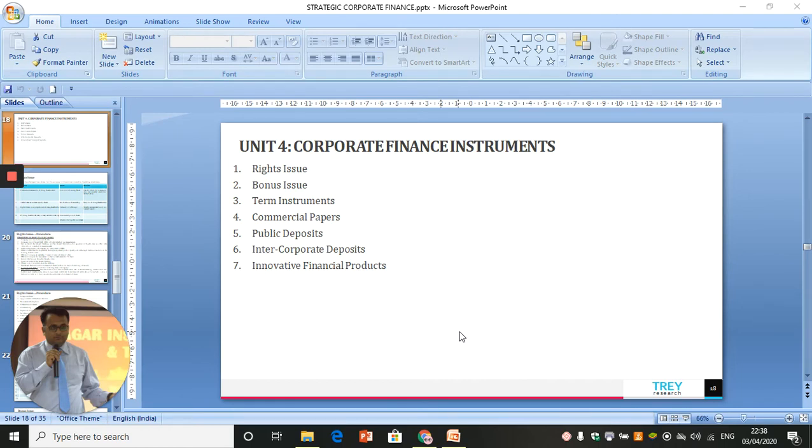For Unit 4, we've already completed Unit 1 and Unit 2. I'll make Unit 3 later; we'll take Unit 3 at last. We'll go for Unit 4 and Unit 5 first, and in Unit 4 we will discuss corporate finance instruments. We've already dealt with this kind of unit in financial management before, so it is very easy for you. We'll discuss rights issue, bonus issue, term instrument, commercial papers, public deposits, intercorporate deposits, and innovative financial products. So these are the seven instruments. It's more of a theoretical topic. We'll just go through it one by one.